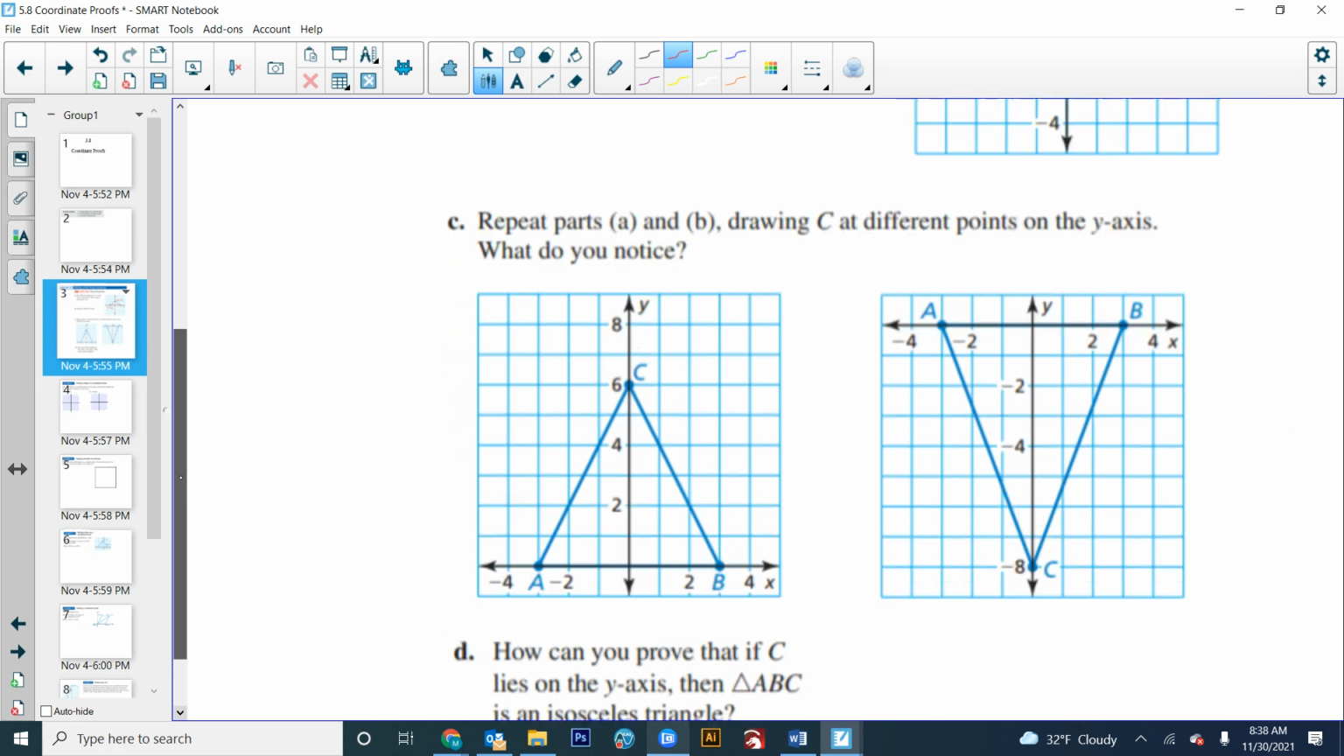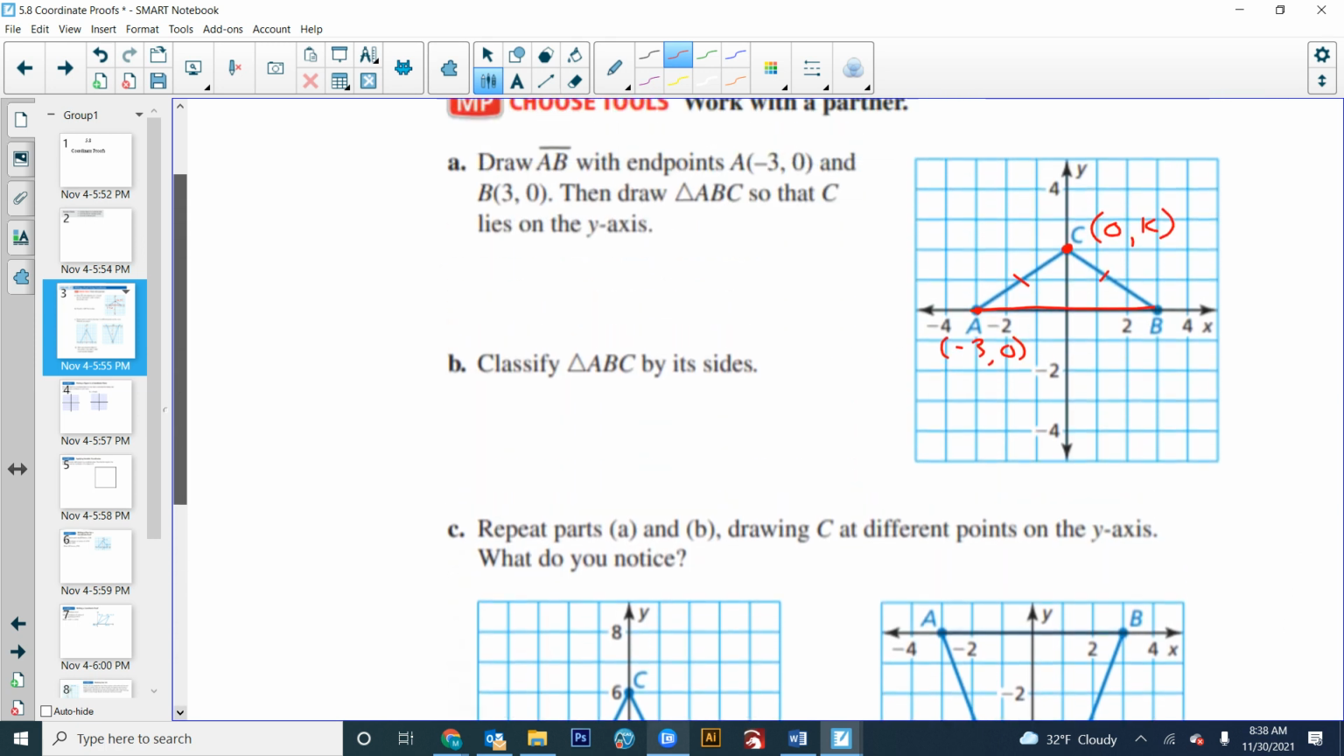Now, we could prove this is isosceles. Do you agree in this right here? I did not put (0, 2). I did not put (0, 3). I called it (0, K). And then we would do the distance formula from here to here and here to here and show that with K, they are the same length. You understand that? You guys want to do it? No? We can move on. Okay.